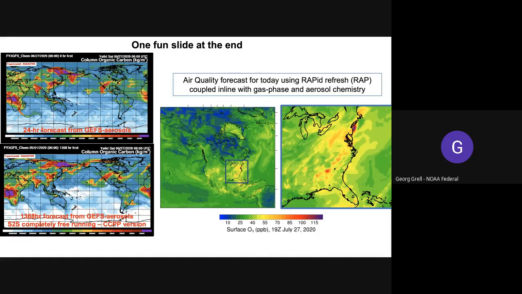Which again points out, especially for S2S, it's really important to get the emissions right, in particular for the fires. And that's the end of my talk.